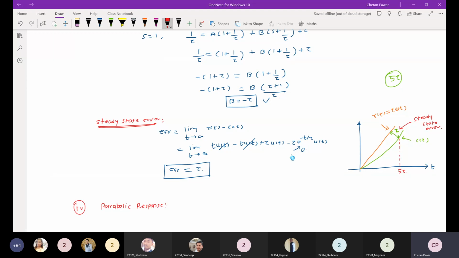So when you apply the ramp signal to a particular first order system, the output response will not clearly follow the ramp signal. Okay, so at steady state there will be a steady state error tau. Okay, this is the conclusion here.